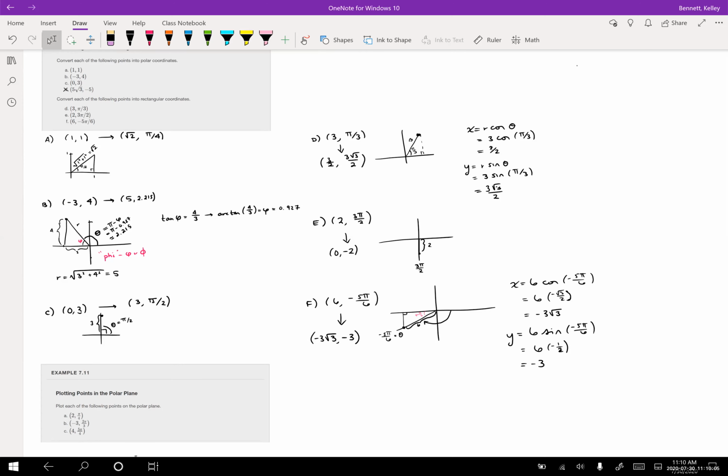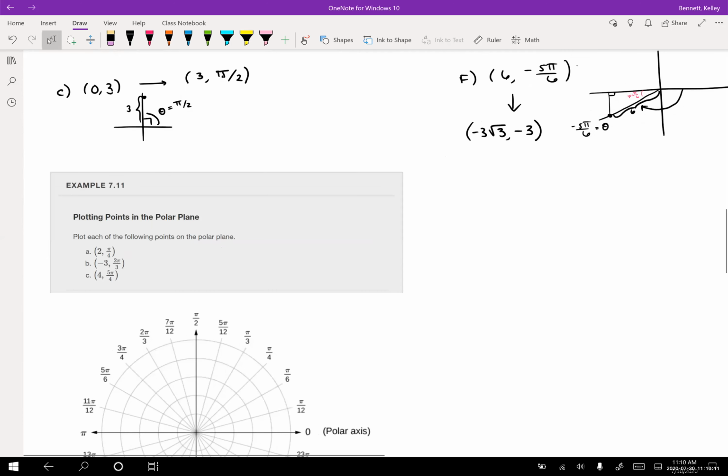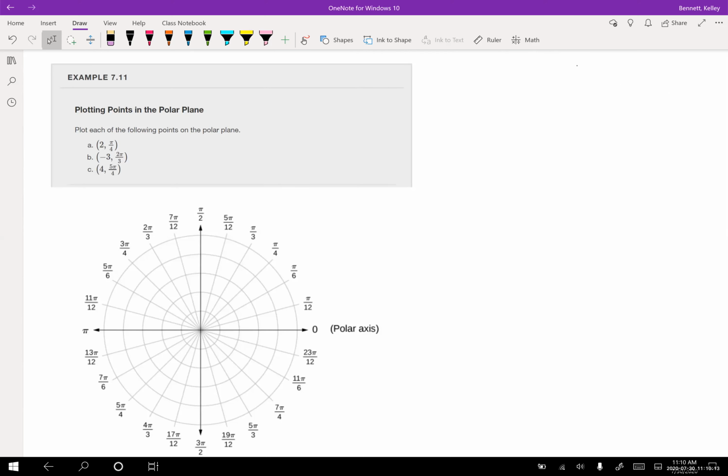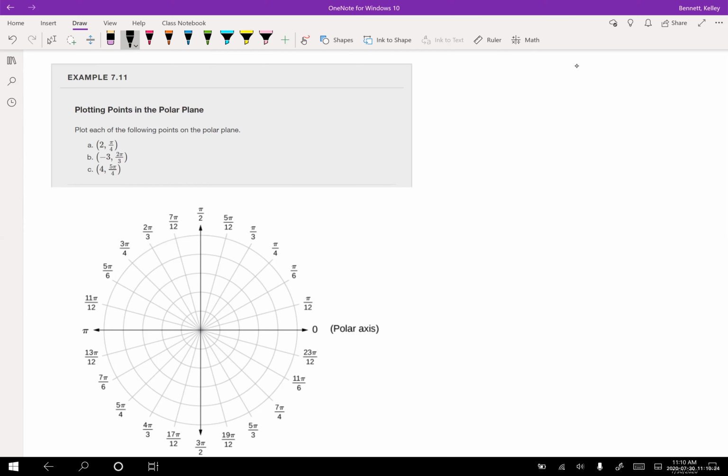We've already done a little bit of plotting points here in this example, and I think in hindsight I would have done this example before the other example, but oh well. Yeah, so plotting points in the polar plane is pretty straightforward. My method is just go out to the angle first. And then I extend by the length of my radius. So negative means go backwards, by the way.